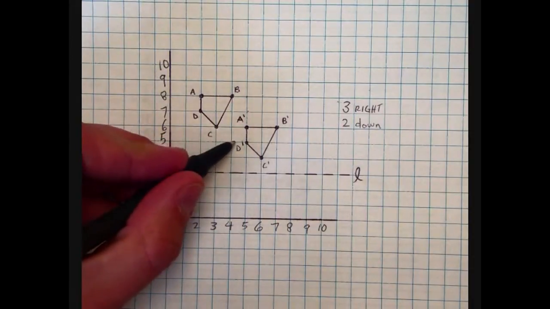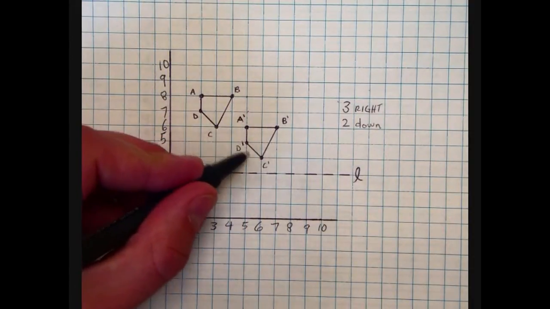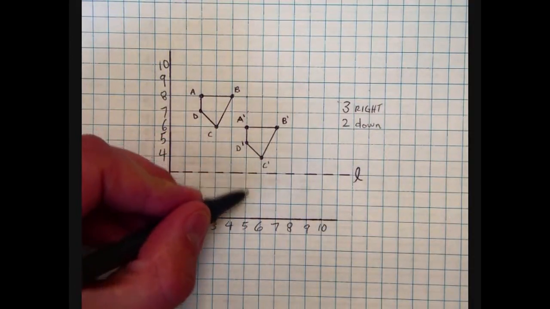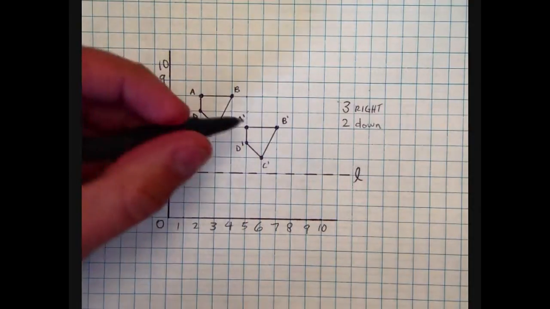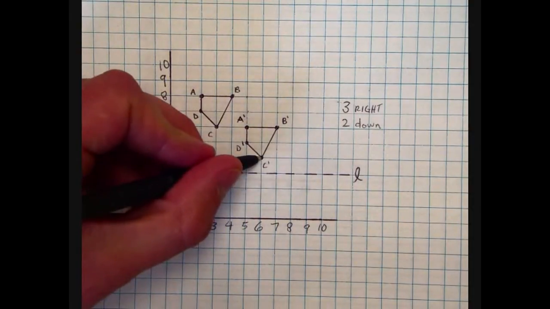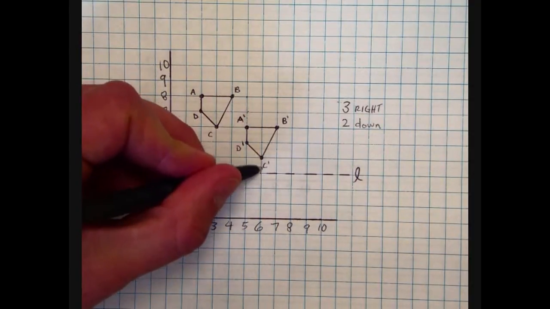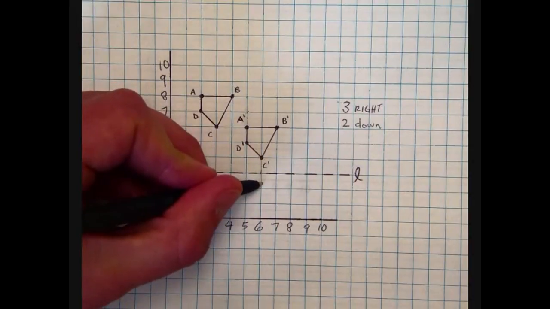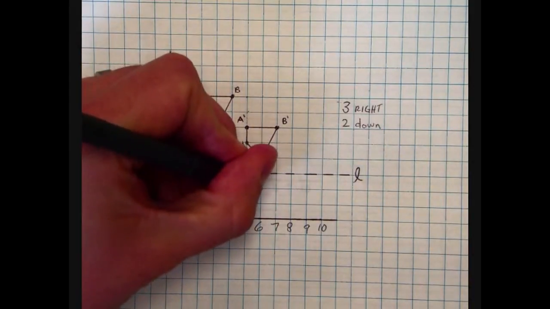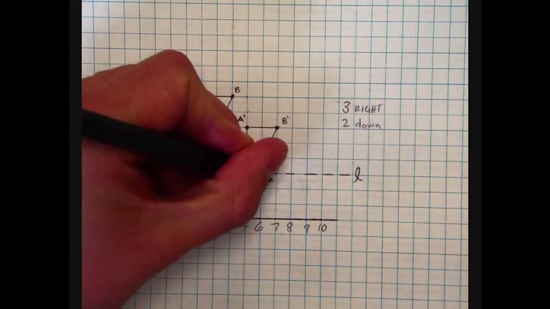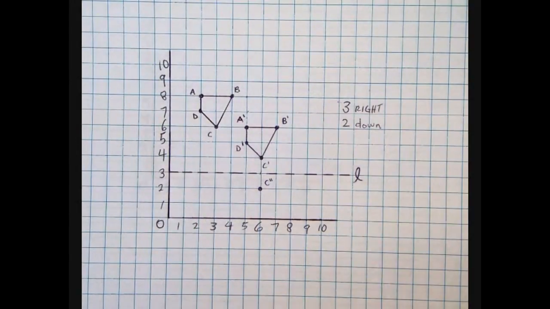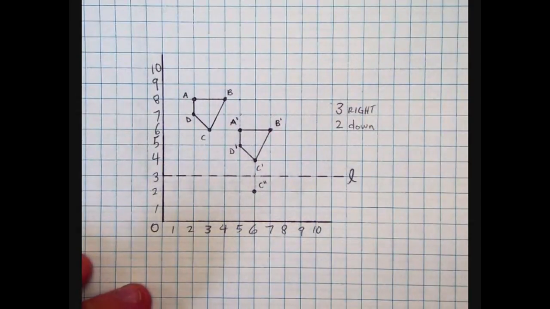So all I'm going to do is count how far away these points are from my reflection line, and then I'm just going to do the opposite on the other side. So let's start with C because this is the closest to the reflection line. It is 1 block away from the reflection line, so it's 1 block above. So on our reflection line, it should be 1 block below. So we'll put a little dot here. This will be my C prime prime because this is the second time I've done a transformation to this image.